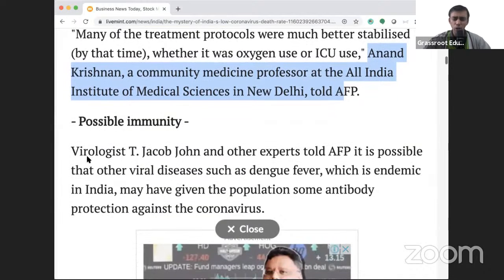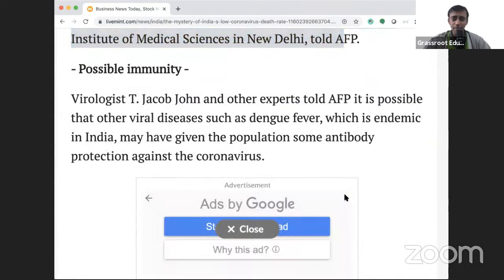Very nice. Okay. Not very difficult, but yet a very interesting article, right? Very relevant. Let's see what the author says about immunity now.